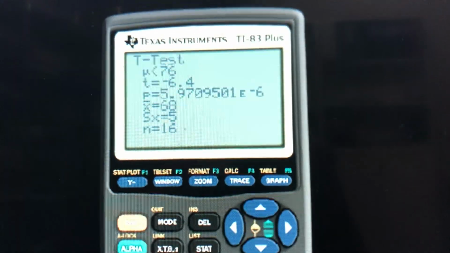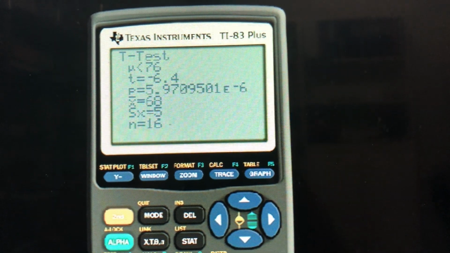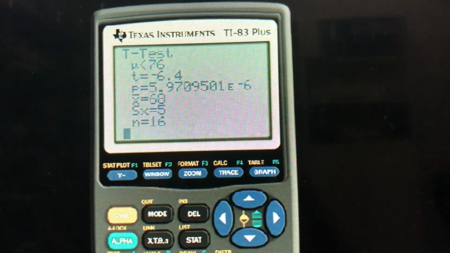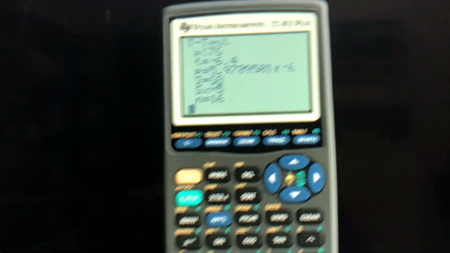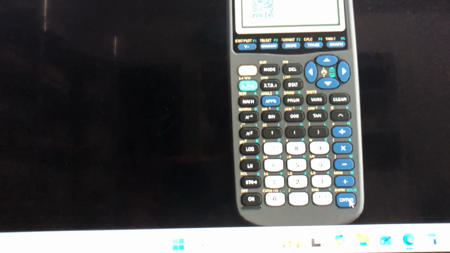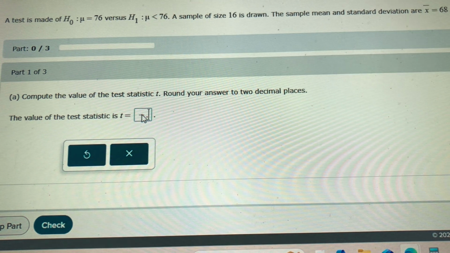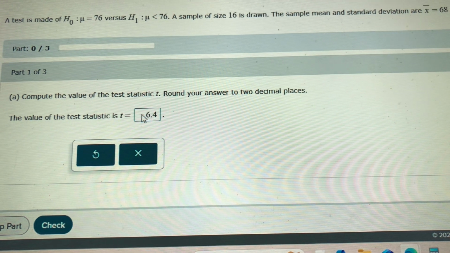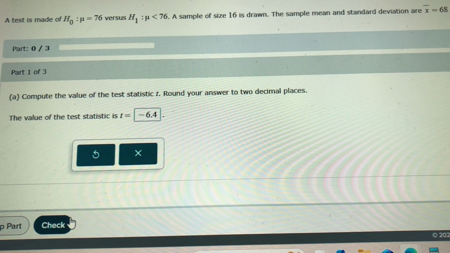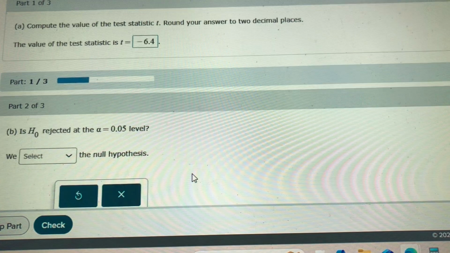The p-value is this 5.97 e negative 6. That's very low. The test statistic is negative 6.4. And z-scores and t-scores usually don't go past 3 or negative 3. This one's all the way down at negative 6.4. So the test statistic is negative 6.4. This would certainly land in a rejection region and a critical region if you were doing the critical value method.